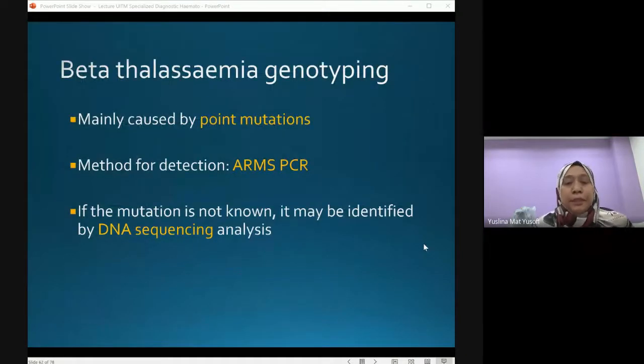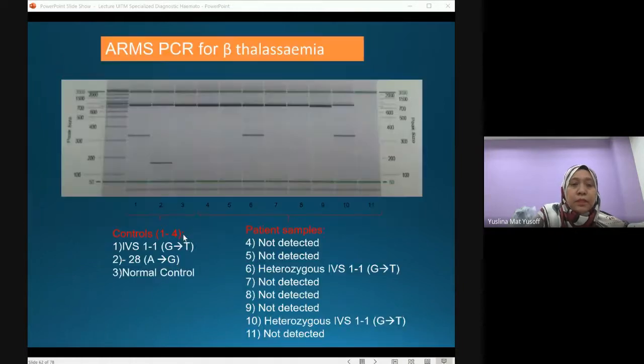Next, we move to the beta thalassemia. It is mainly caused by point mutations. For alpha, if you can remember, it's deletion, but for beta, it's mainly point mutations. So the detection is using ARMS PCR. But if we cannot find using this panel, we will continue with the DNA sequencing.